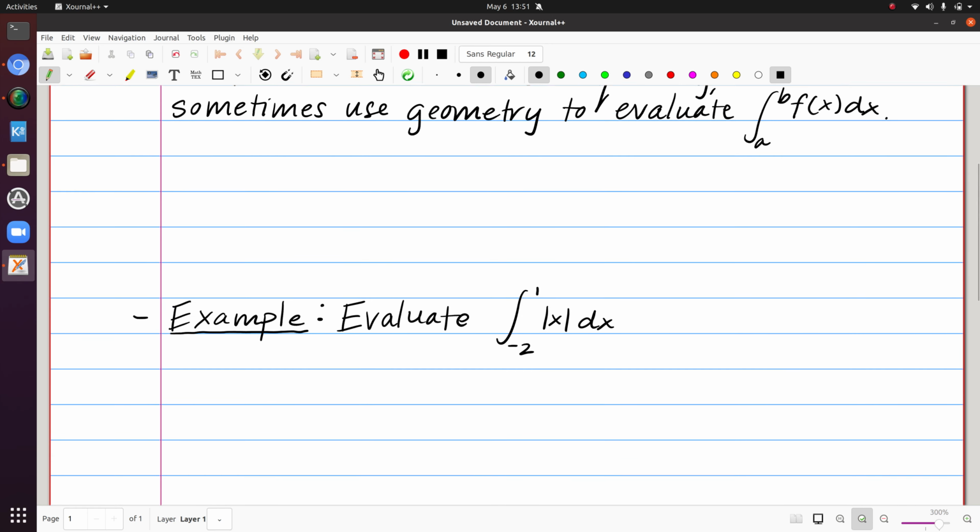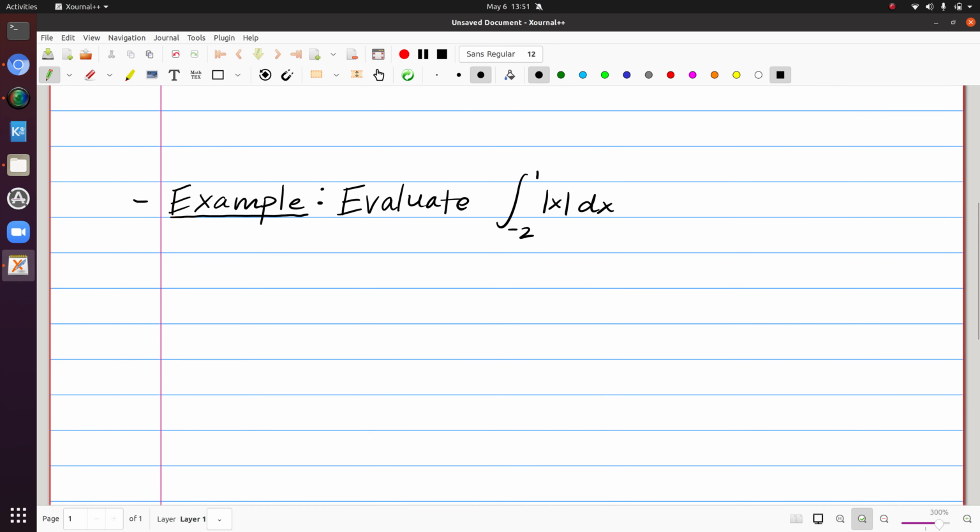So for an example, suppose we want to find the integral from -2 to 1 of the absolute value of x. We'll see later, even when we have more efficient ways to evaluate integrals, integrating an absolute value can be complicated. So we have to pay special attention. It's not so complicated when I think about geometry.